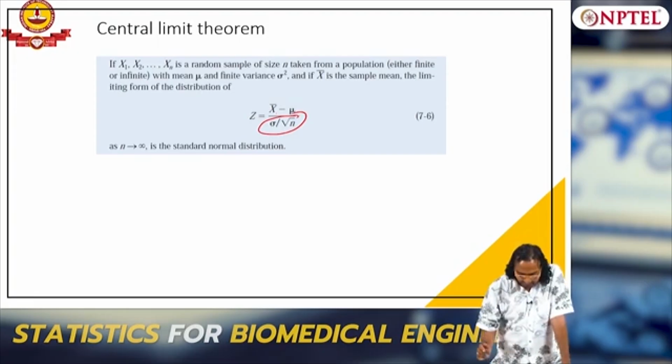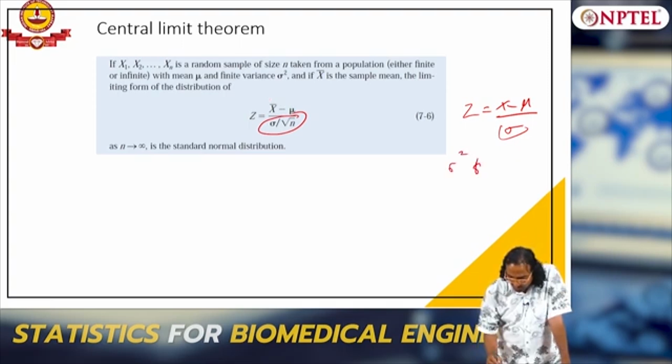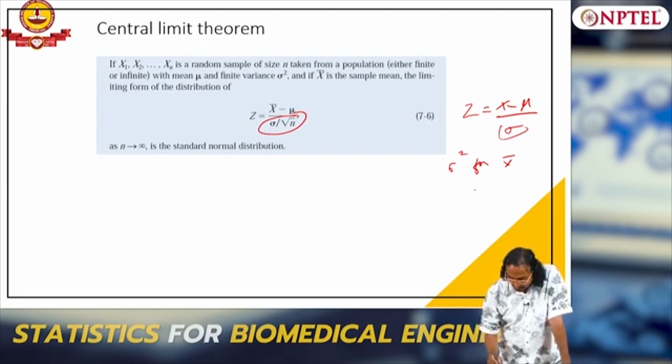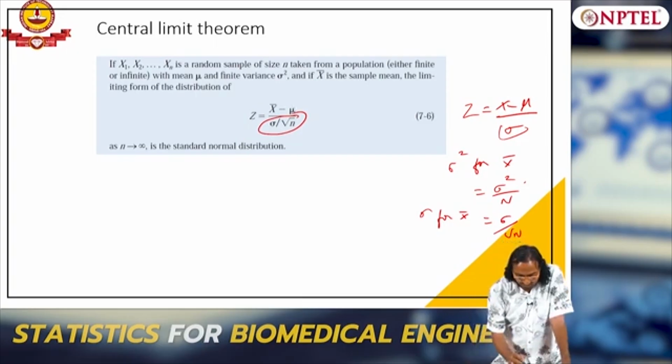What is standard normal? X minus mu by sigma. What is sigma for x bar? Sigma squared for x bar is what? We derived it in the last class. What is sigma squared for x bar? Sigma squared by n, and that is the reason why sigma for x bar is sigma over root n. Okay, expectation of x bar equals mu, and variance of x bar is sigma squared by n, so standard deviation of x bar is sigma over root n.